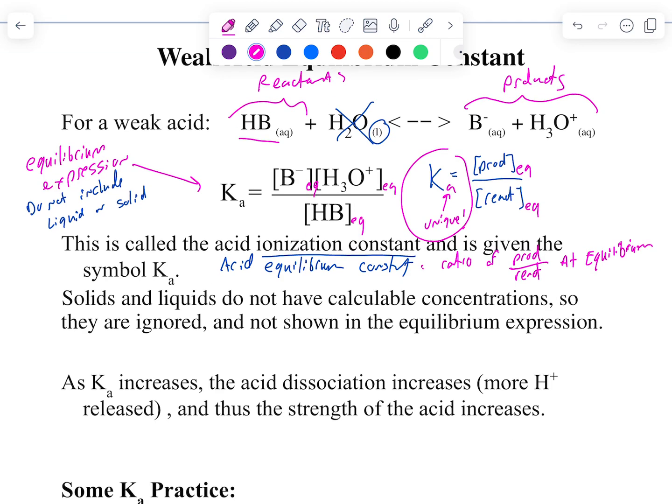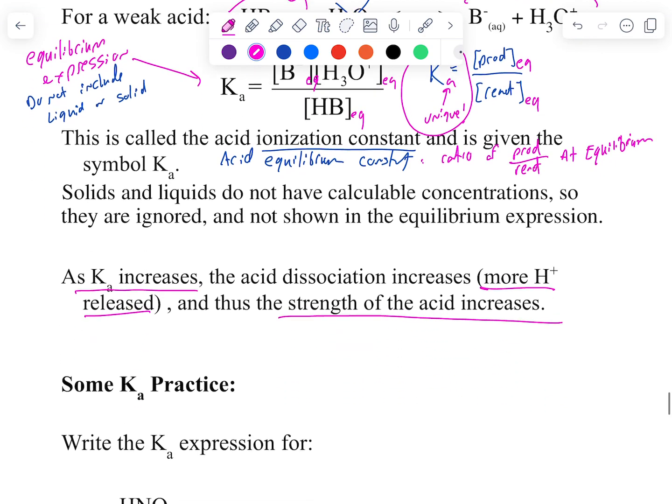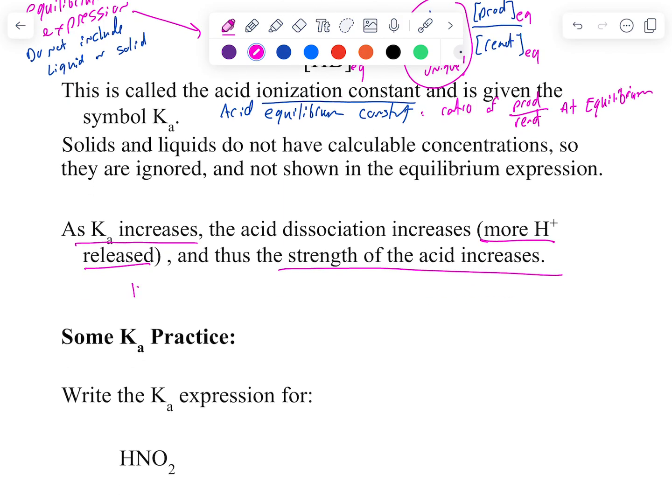Now this number will change from acid to acid. And if it increases, that means there's more H plus released, which tells you that it's a stronger acid. So for example, if I have an acid 1, and the Ka is 1.0 times 10 to the minus fifth, but then I have acid 2, and its Ka is 1.5 times 10 to the minus third, well, the higher value means that they're both weak acids, but this is the stronger weak acid. And remember, stronger means more H plus is released.